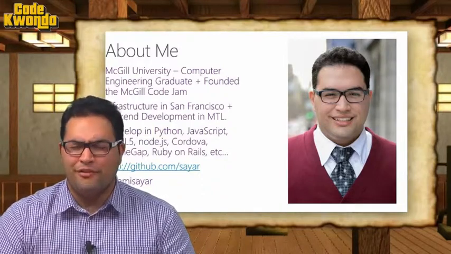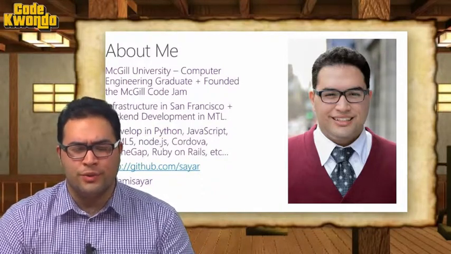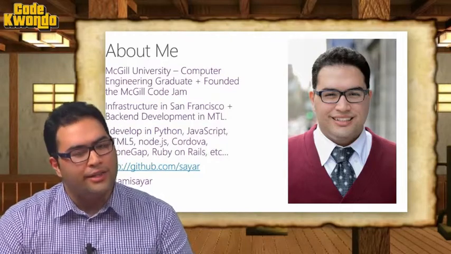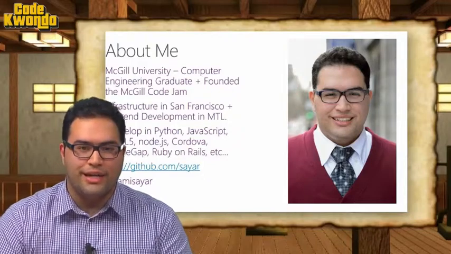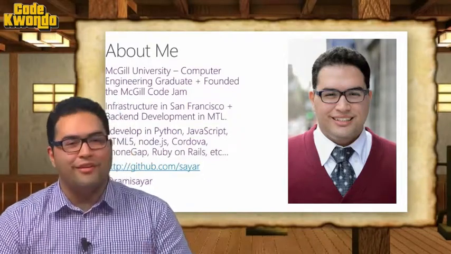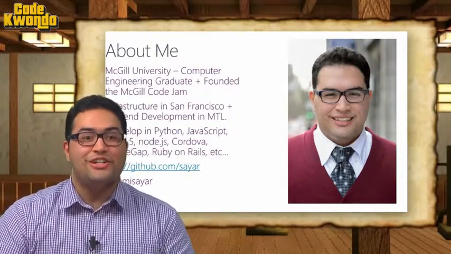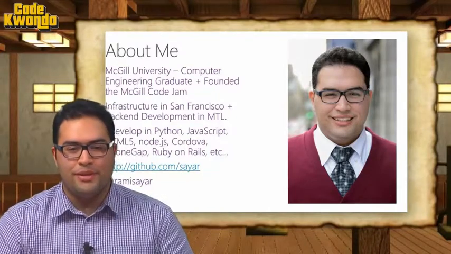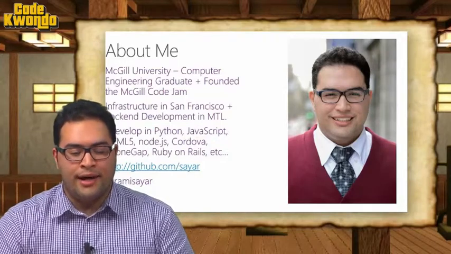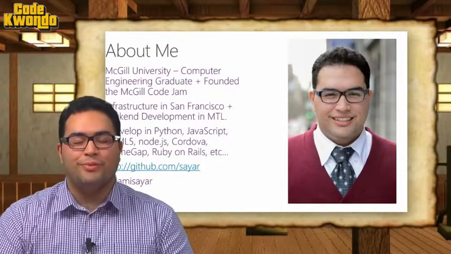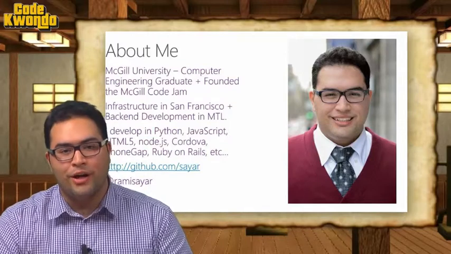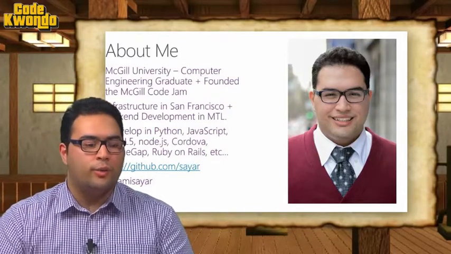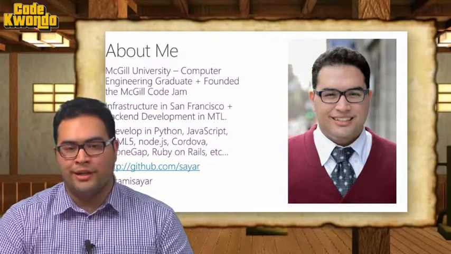And after that, I worked a little bit in San Francisco doing some back-end development as well. I did the same thing in Montreal. Normally, I code in Python, JavaScript, HTML5, Node.js. So basically everything I do. Basically everything that Jonathan doesn't code in. I'm a C-sharp guy. So I do all of the open source languages, and I have a fairly active profile on GitHub. You can check it out at github.com/sayar. If you've got questions and you want to reach out to me, my Twitter handle is just @RamiSayar.